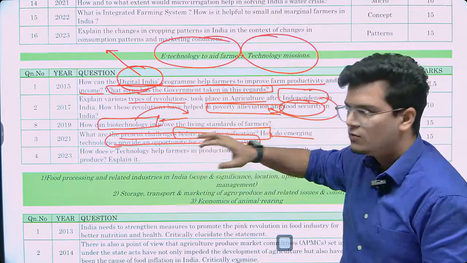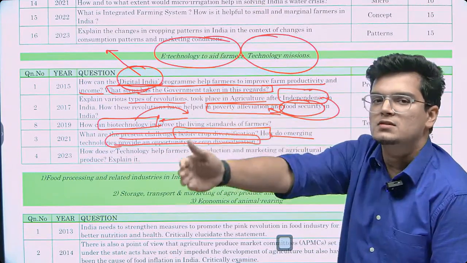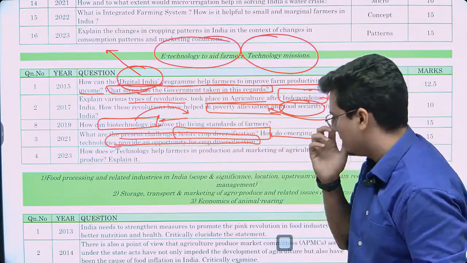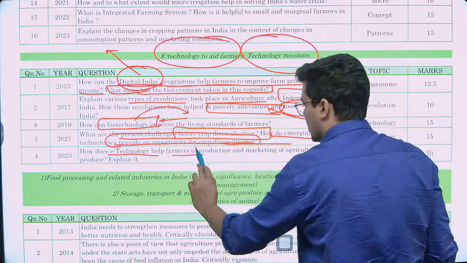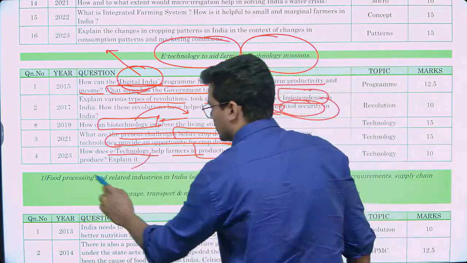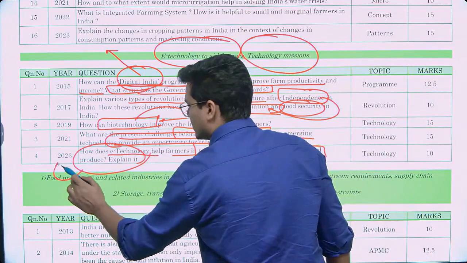On the other side was emerging technologies, how will you do crop diversification? Okay. How does e-technology help farmers in production and marketing of agricultural produce? This was asked in 2023.